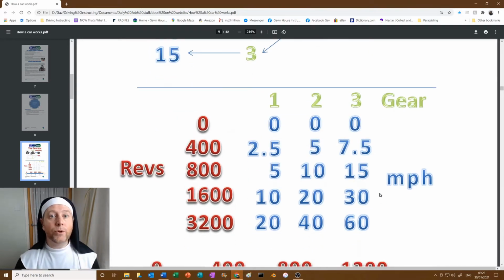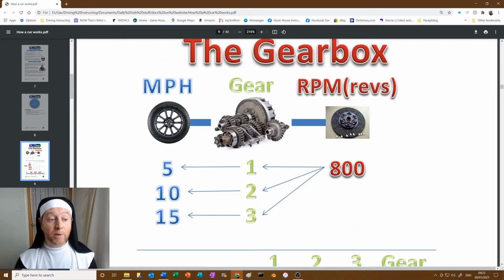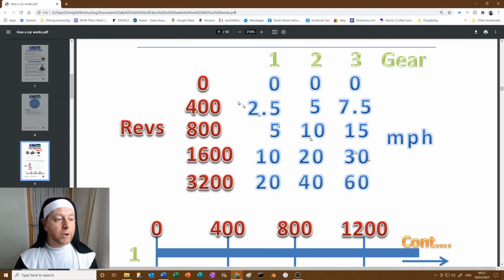Now remember, this has got nothing to do with the engine. This is just purely up here, the miles per hour, gearbox and the clutch. So we're talking about the RPM here on the clutch. Okay, so here we are. This is fact because they are all connected. If I was in first gear, here's my 5 miles per hour at 800.